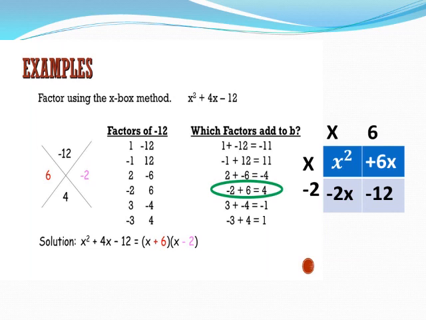Here is an example of X-box method. X square plus 4x minus 12. We need to find the factors of minus 12 that add up to 4. Since minus 12 can be written as product of minus 2 and 6, and minus 2 plus 6 is equal to plus 4, we can use the numbers minus 2 and plus 6 as the factors of given expression. So our answer is x plus 6 and x minus 2.